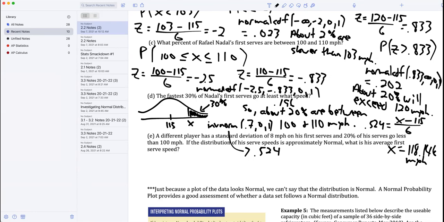All right, so with normal CDF, we find z-scores, upper bound and lower bound. If they give us a percentage, we're going to use inverse normal to work backwards there. And I'm going to stop there for the day.